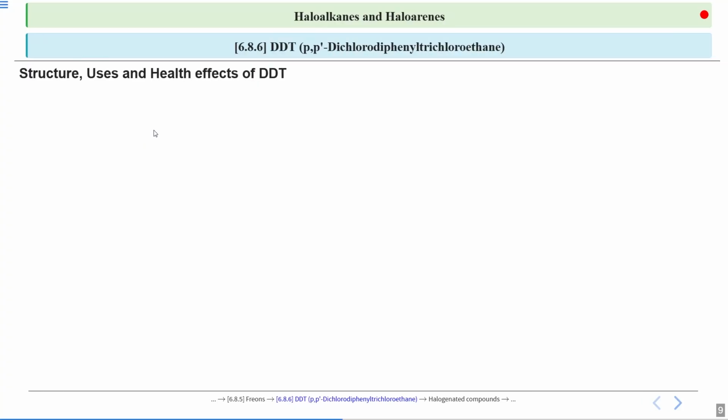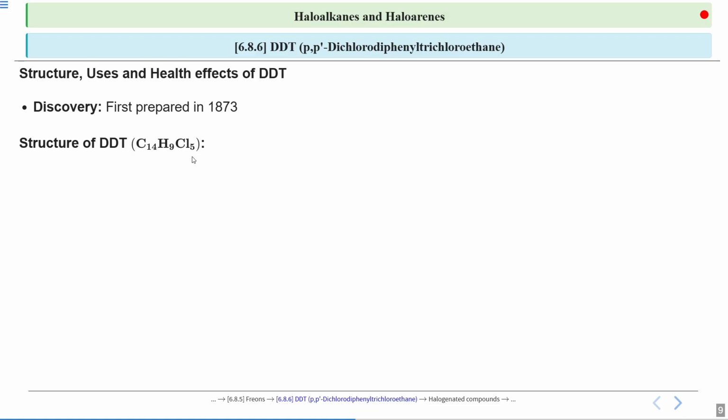Okay, now let's see the DDT, that is p,p'-dichlorodiphenyltrichloroethane. Our next section, 6.8.6. Similarly, let's talk about its structure, uses and health effects. If we talk about its discovery, DDT, that is dichlorodiphenyltrichloroethane, was first prepared in the year 1873. Structure of DDT. The molecular formula you can write as C14H9Cl5. So it contains 5 chlorine atoms.